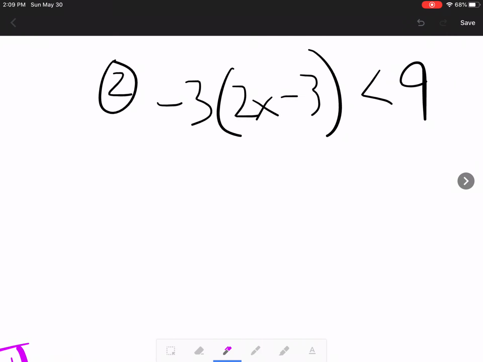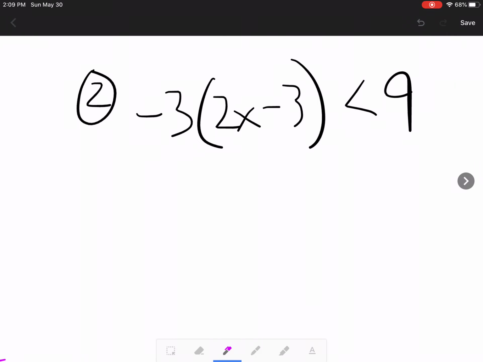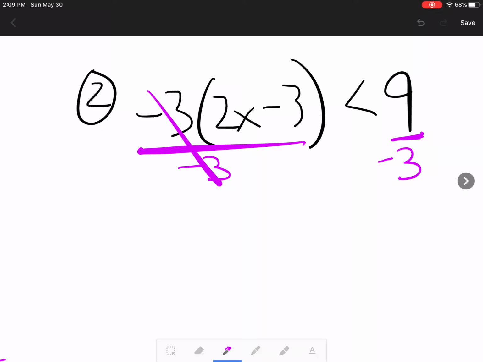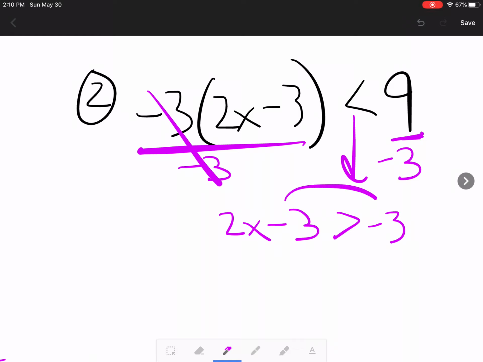Over here, let's take a look at this example. We have 2 options. We could distribute, but I'm noticing that 9 plays very well with 3. So I'm going to divide both sides by negative 3. By doing that, my inequality needs to flip. So notice how it's not less than, it'll be greater than negative 3, 2x minus 3. Now, a couple of things I want to point out. Be careful. Negative 3, you might think if you're going to add them, they might double down. In this case, they're going to disappear. So I'm going to add 3 to both sides, and I have 2x is greater than 0.